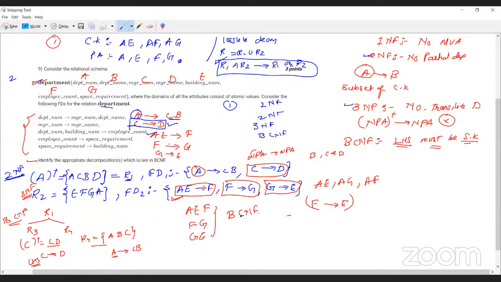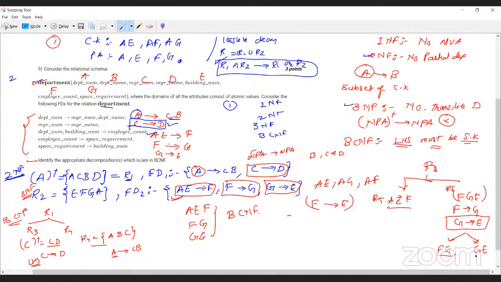I didn't understand this part. Since F determines G and G determines E don't satisfy the BCNF condition, we will decompose it. So one relation would be F closure and G closure. So this is my AEF and FGE. So I'm decomposing this R2 into R5 and R6. But here, what are the applicable functional dependencies? F determines G and G determines E, right? So this will not satisfy my BCNF condition, and again I will decompose this into FG and GE. So I will get AEF, FG, and GE.